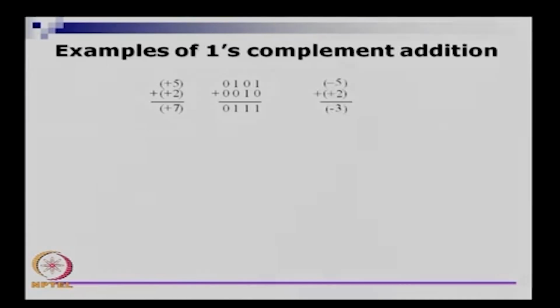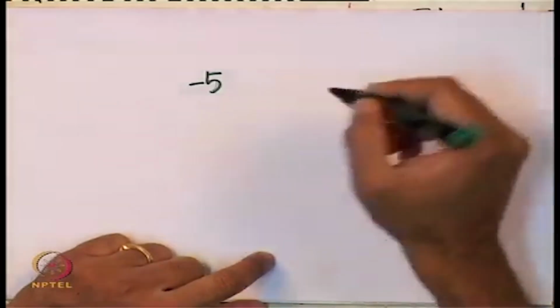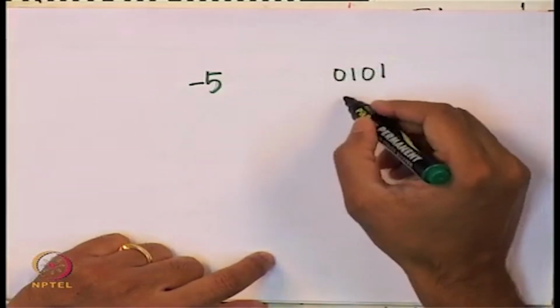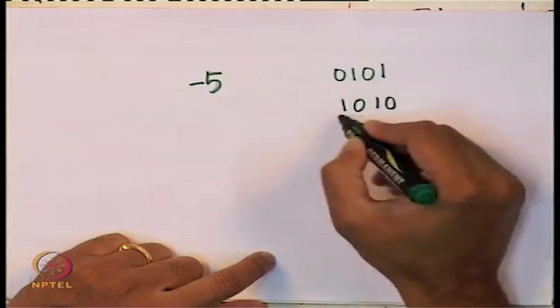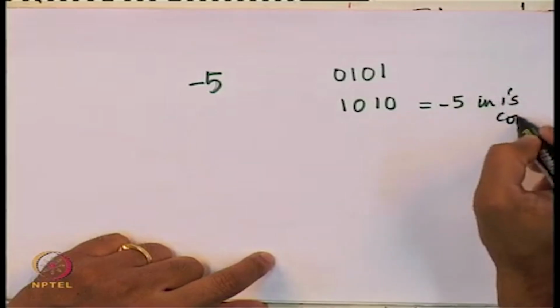Let us do this next set, minus 5 added to plus 2. So, how do you represent minus 5? Let me do that on a piece of paper. If I want to represent minus 5 as a ones complement number, I first take 5 which is 0 1 0 1 and I flip all the bits around. So, that is 1 0 1 0. So, 1 0 1 0 is actually minus 5 in ones complement form.